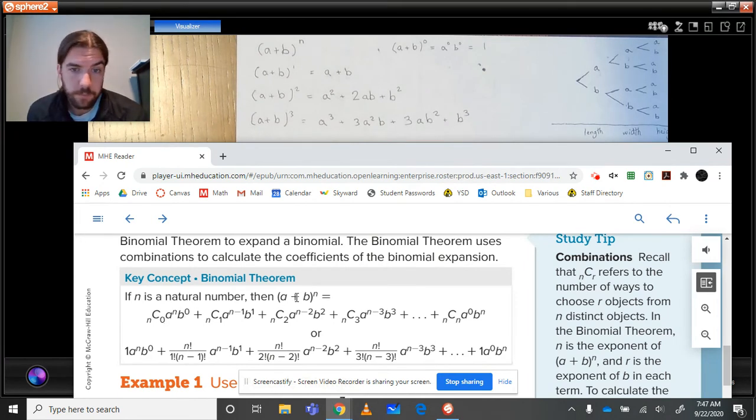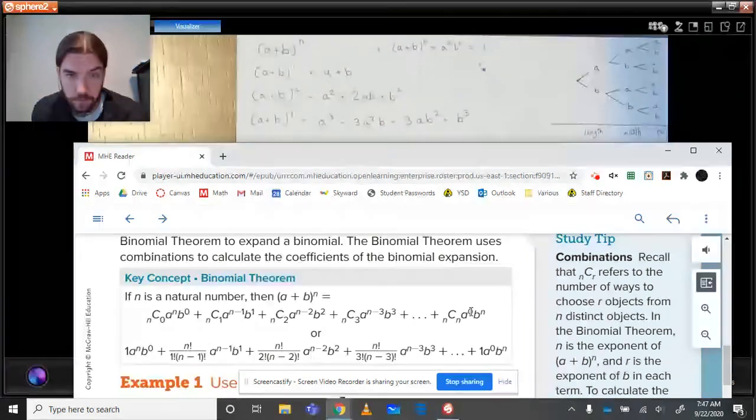So if we're doing a plus b to the n, we start out with a to the n and b to the 0. That would be like when we have a plus b to the third, we start out with a to the third and b to the 0, just one invisible there. So we start out with whatever that exponent is, and then we go down. The next one we have n minus 1, then n minus 2, then n minus 3. So let's say that n was like 10. So this would be a to the 10th, a to the 9th, a to the 8th, a to the 7th, a to the 6th, all the way until you got a to the 0.